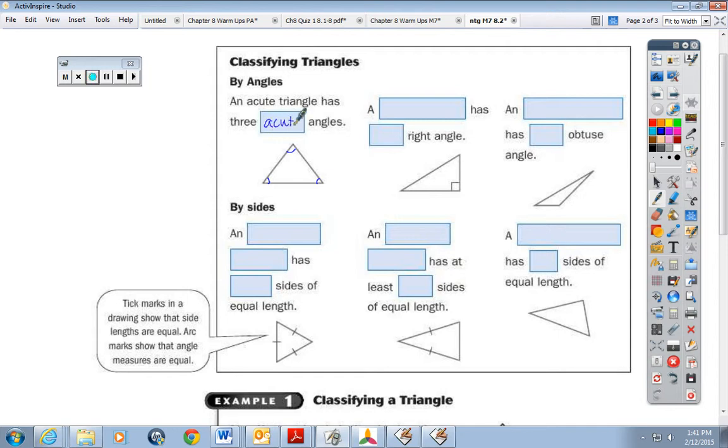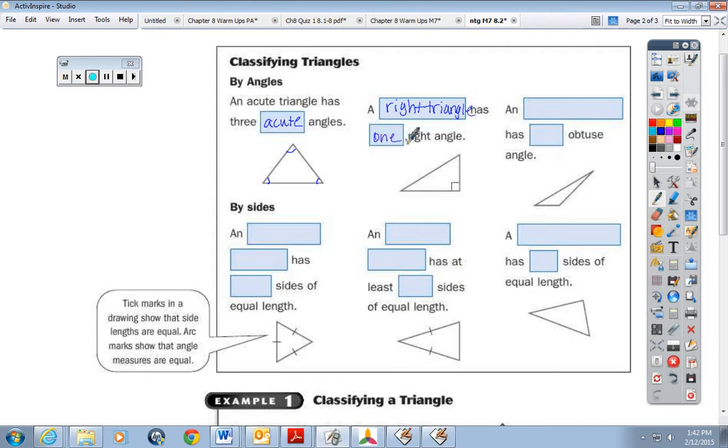What they look like. This is an acute triangle. Now, if you look at the second one, what does this little box tell us about that angle right there? It's a right angle, which measures how many degrees? 90. So if it has one right angle, guess what kind of triangle it is? It is a right triangle, because it has one right angle.